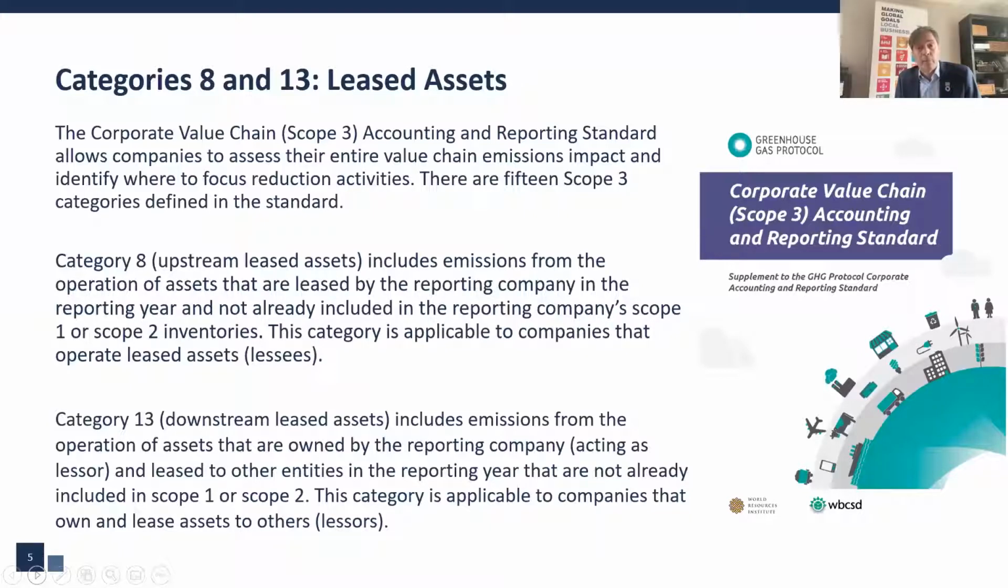Category 8, upstream leased assets, includes emissions from the operation of assets that are leased by the reporting company in the reporting year and not already included in the reporting company's Scope 1 or Scope 2 inventories. And category 13, downstream leased assets. These include emissions from the operation of assets that are owned by the reporting company, acting as the lessor, and leased to other entities in the reporting year that are not already included in Scope 1 or Scope 2. This category is applicable to lessors. Lessors? Anyways, I leave it to our speakers to get the pronunciation of those words correct.